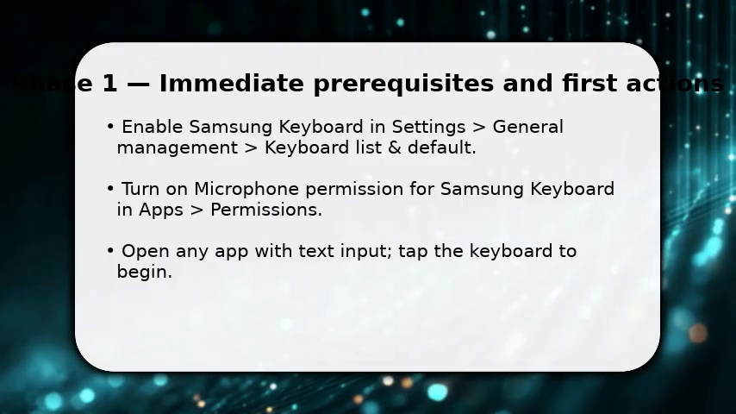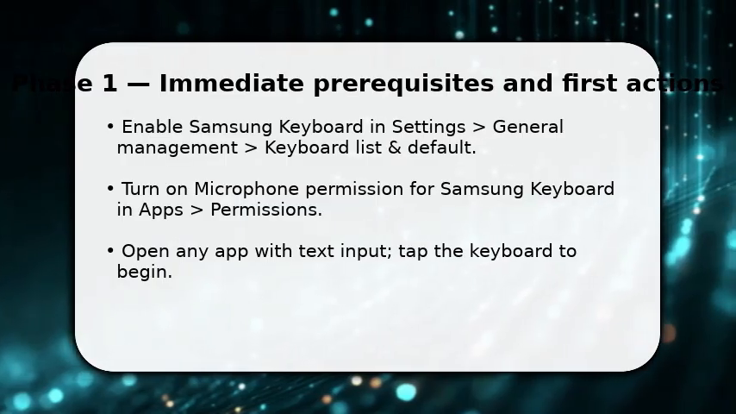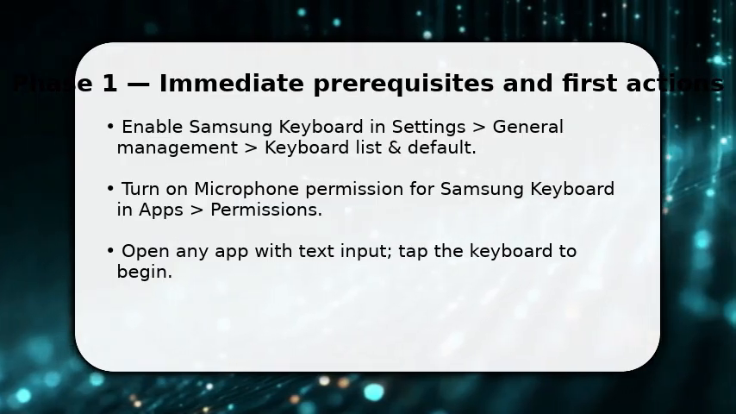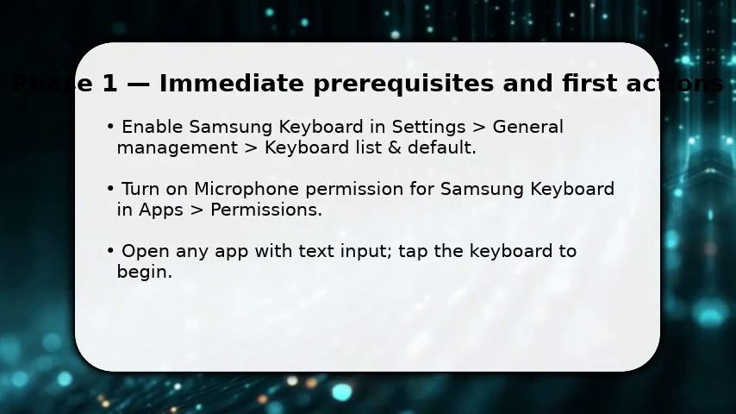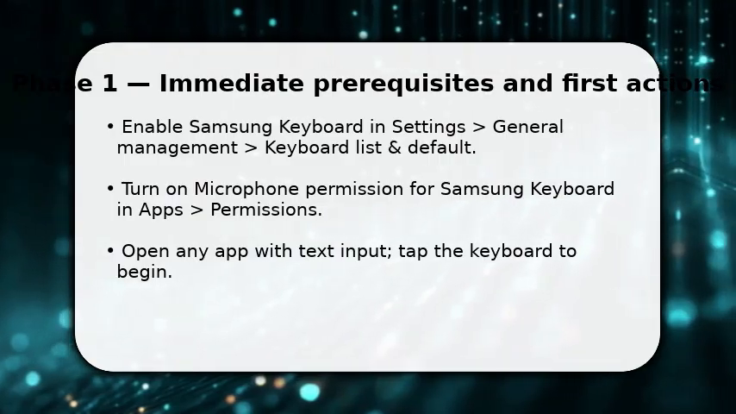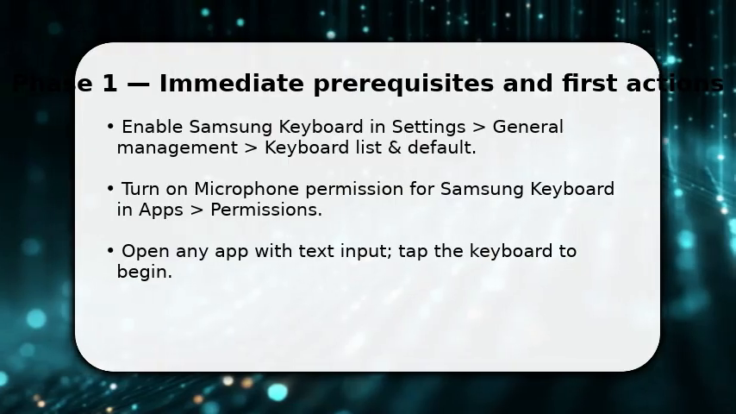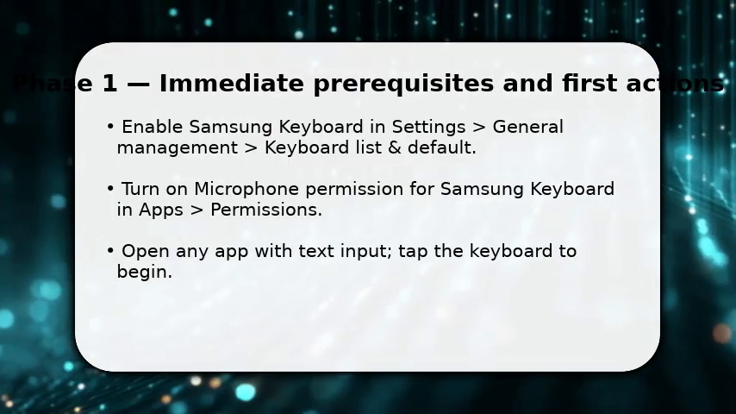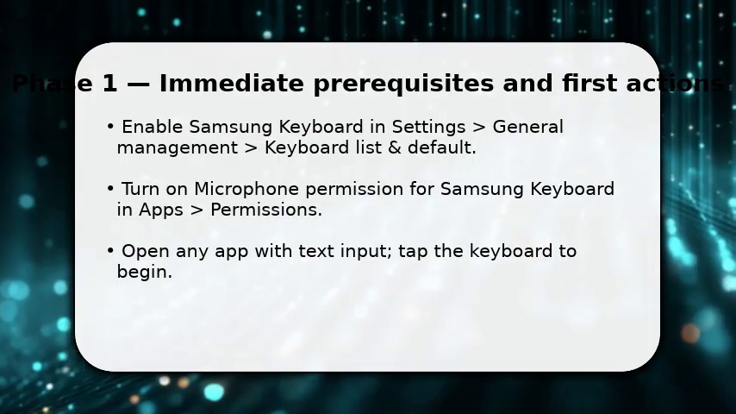You'll start by launching an app where you type, then open the Samsung keyboard. Press the microphone icon to begin. You must have microphone permission enabled, otherwise the button is disabled. Once the mic lights up, speak naturally and in short phrases so punctuation works.